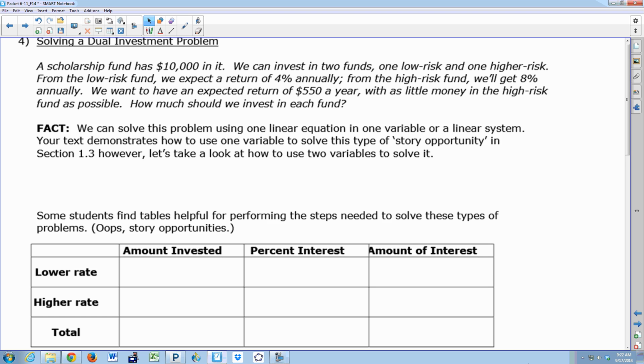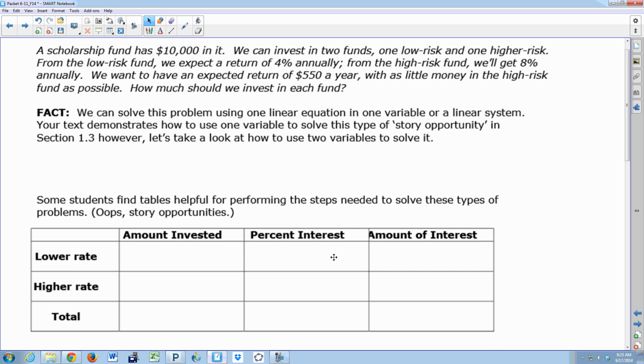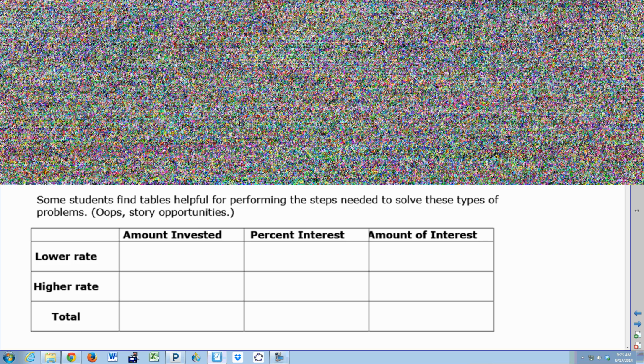So some people really like using these little charts here. So the amount invested, they might say X and Y, the percentage and all that. If this table helps you, use it. Otherwise, you should be able to do this problem. I'd like you to try this with two variables though, because that's the section we're on. So try this at your seats. I'll help you if you need it. And we'll talk about it in about 5 or 6 minutes.